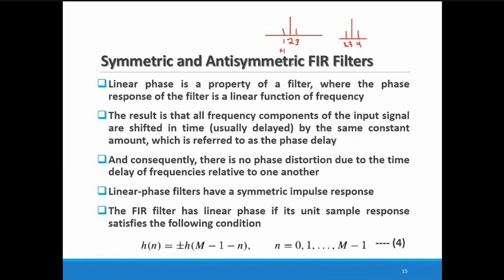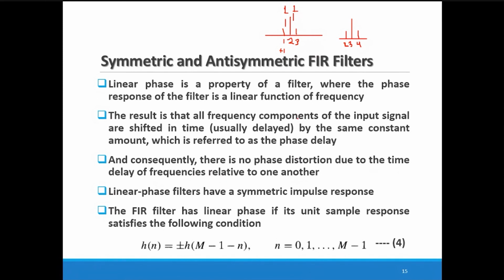These components are shifted, but the distance between them still remains the same, because here between 1 and 2 the distance is 1, and between 2 and 3 the distance, or phase difference, is also 1. So there is no phase distortion due to the time delay of the frequencies relative to one another. The components are only shifted from one location to another, and all components are shifted by the same amount.